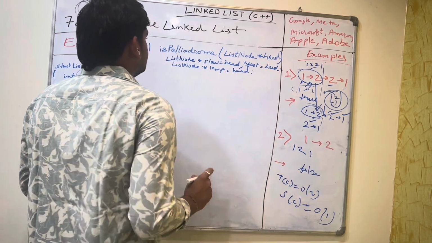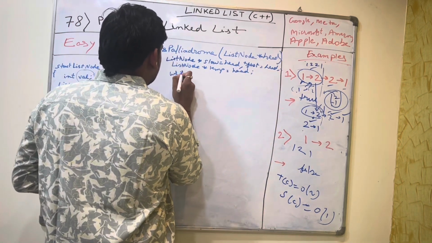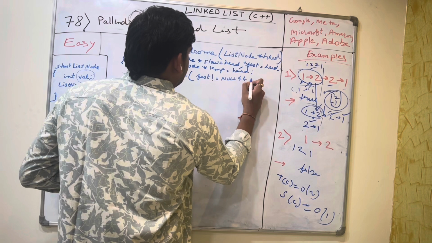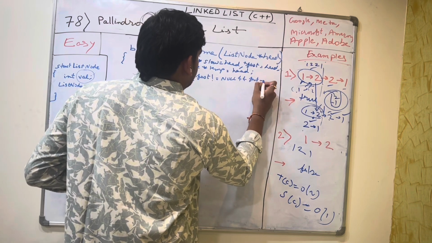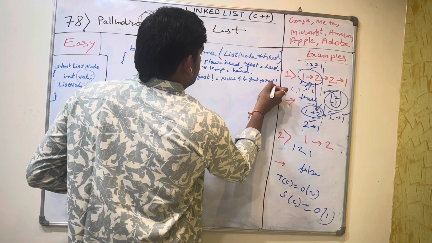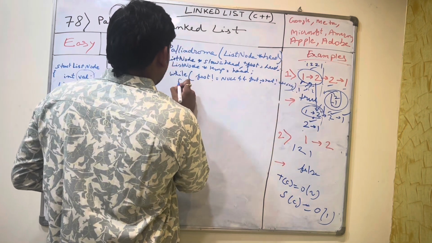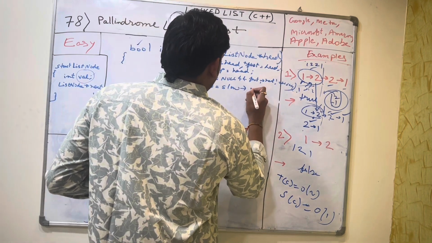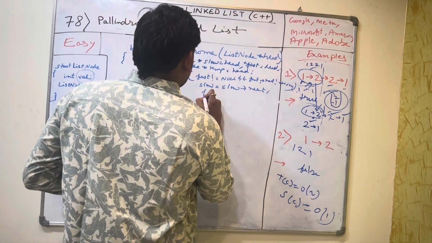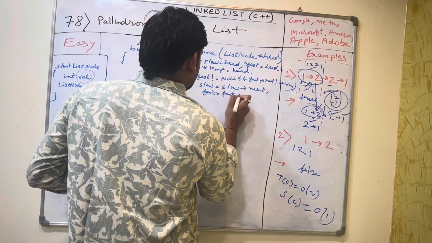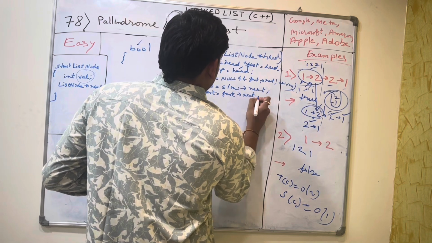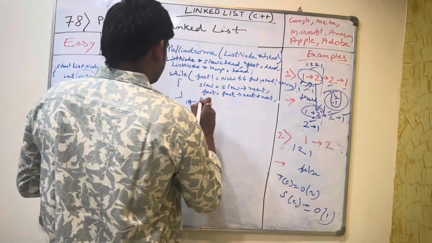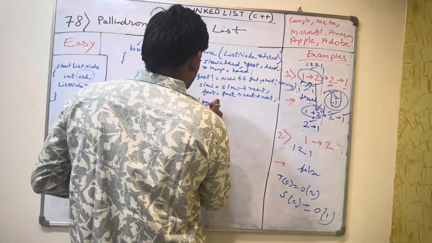Let's take now while fast not equal to null and fast next not equal to null, right? What we do, the tortoise and hare algorithm, slow is equal to slow next, fast is equal to fast next's next. Once we are done with this, so now if fast is equal to null, right?